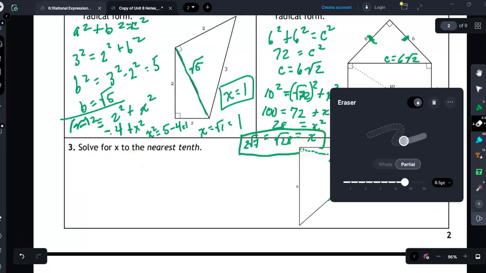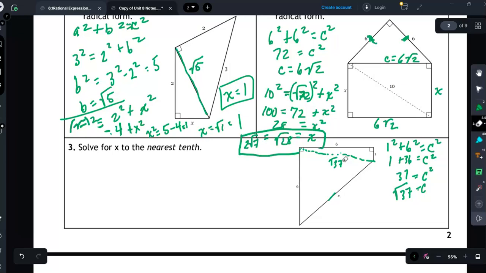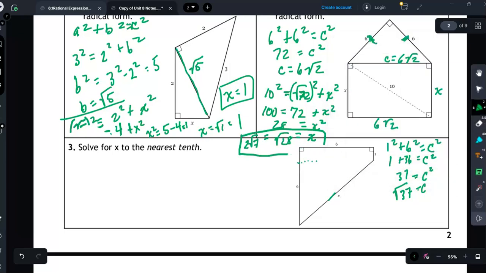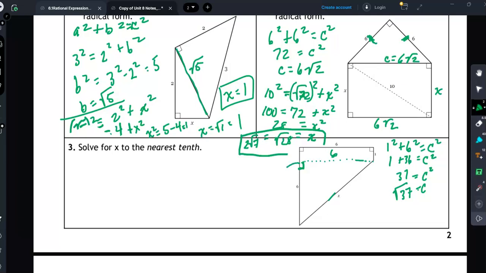Okay, so I messed up on this because when I drew this line, this is not a right triangle. But guess what? This is the line we want to draw. We want to draw a line that is perpendicular here and splits this into the side is 6. It's the same length because we made a rectangle there. And this is worth 1, so this is worth 5. So now we have a nice triangle to solve.